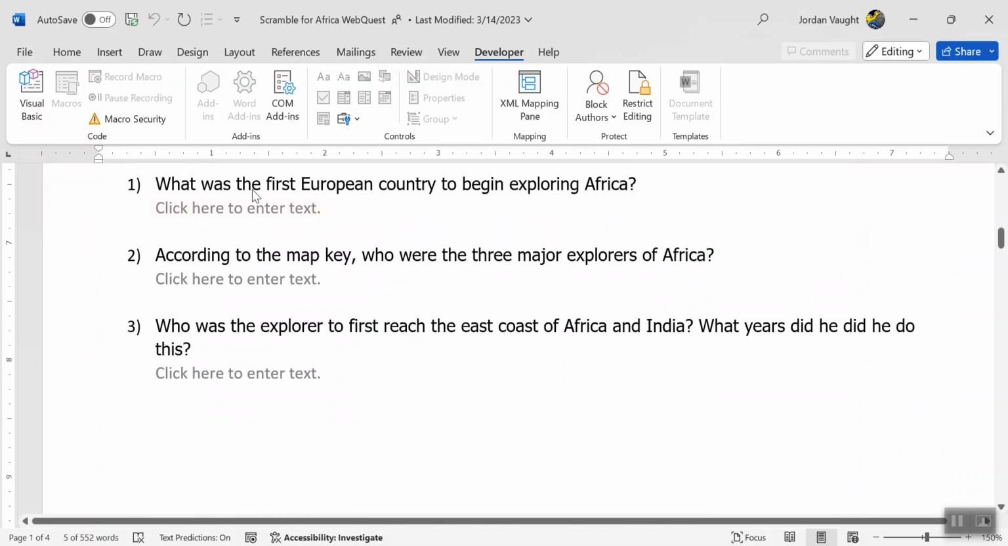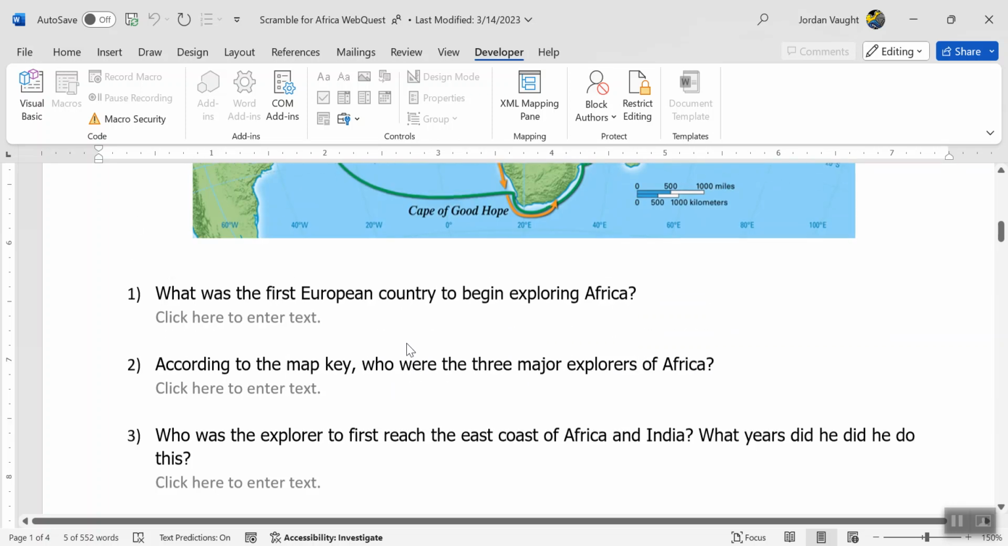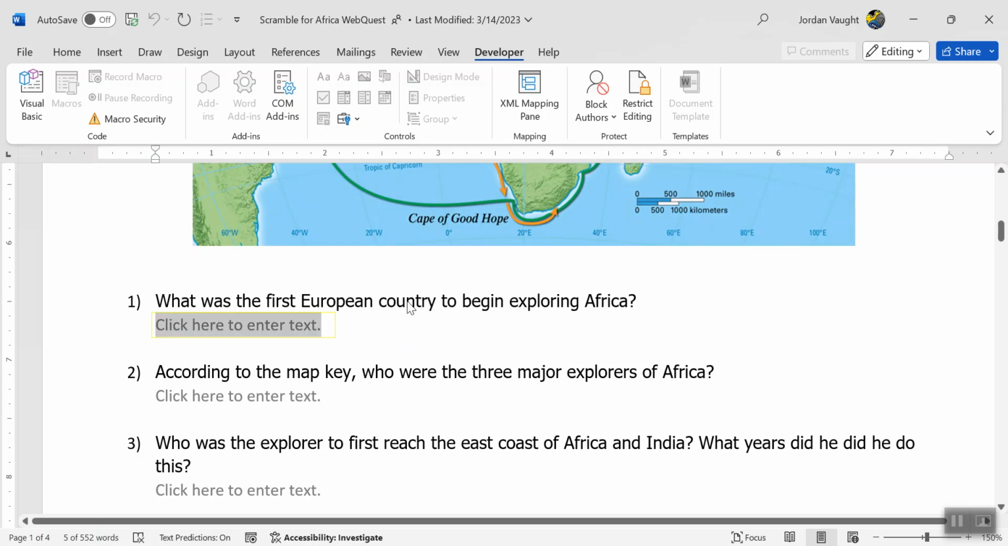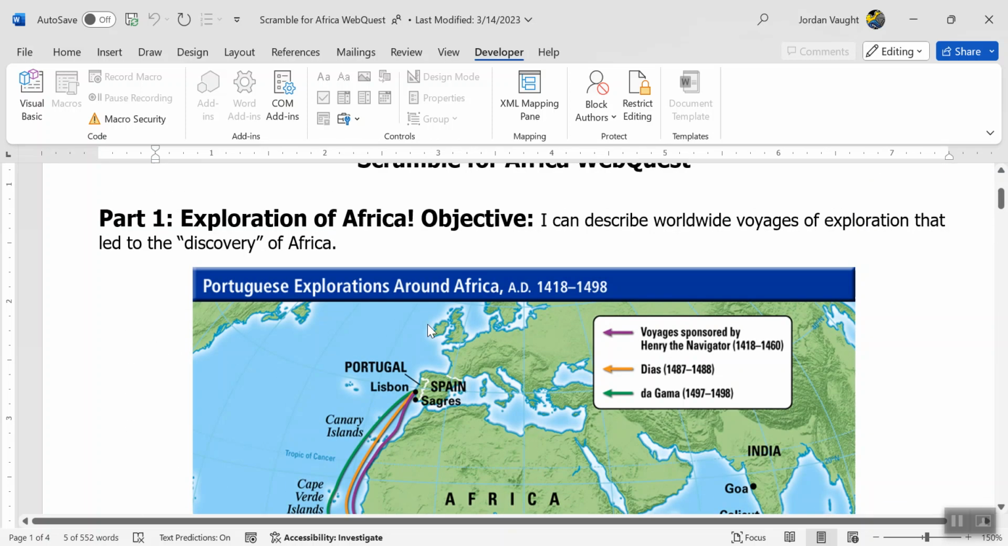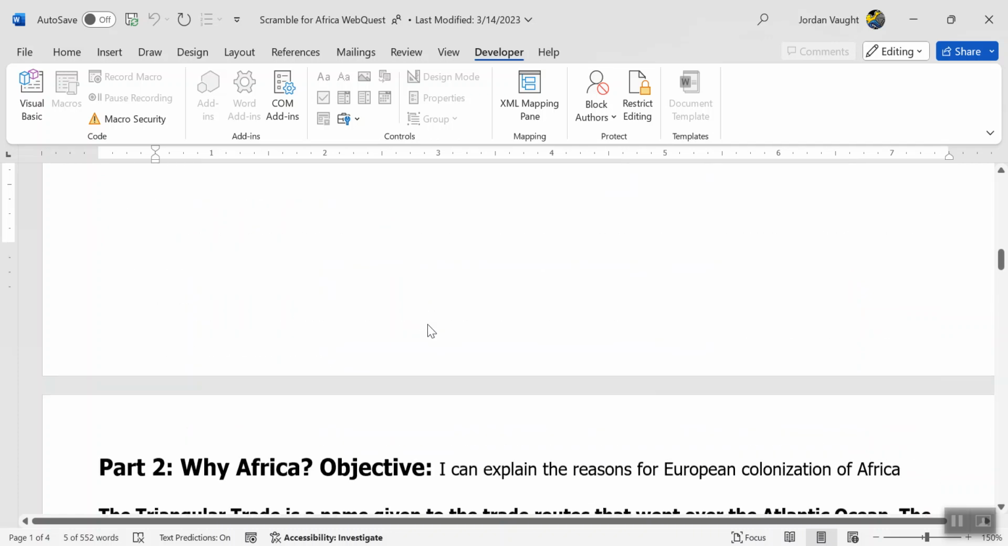What was the first European country? Then, according to the map key, what 3 major explorers, and who was the first one to reach India? And then what year? So just read the key, read the map, and understand those 3 questions. Pretty straightforward and simple, but I do see a lot of kids miss out on it because they don't see the word country. They just see first European, they think explorer, not country, so look at the country. It is in complete sentences, so make sure you write that in complete sentences for me.